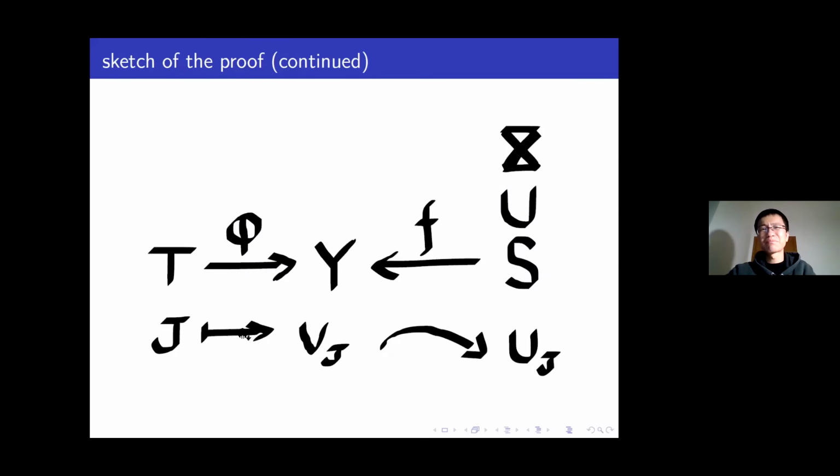Sorry, I have some problem with my throat. So this actually defines a map from T into X, from J to Uj. So this defines a map, and you can check it is a partial Lipschitz embedding.